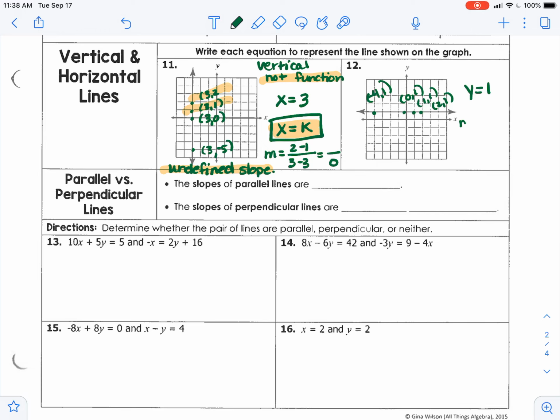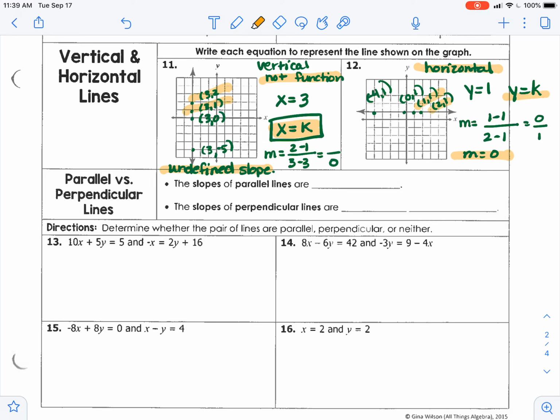And if we did a slope, I'm going to use these 2 points, and when I do a change in y over a change in x, I'm going to get 0 over some number. So my slope is 0. So the things that we need to remember about horizontal lines is that they have a slope of 0, and their basic equation will be y equals k.